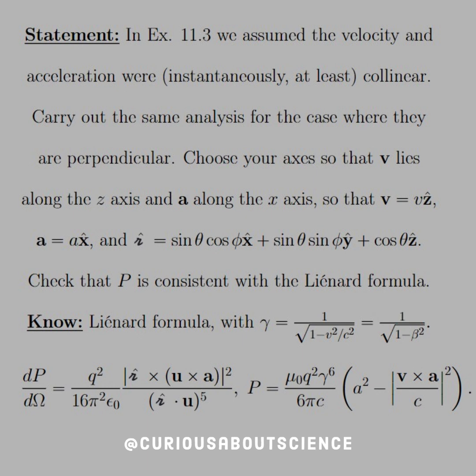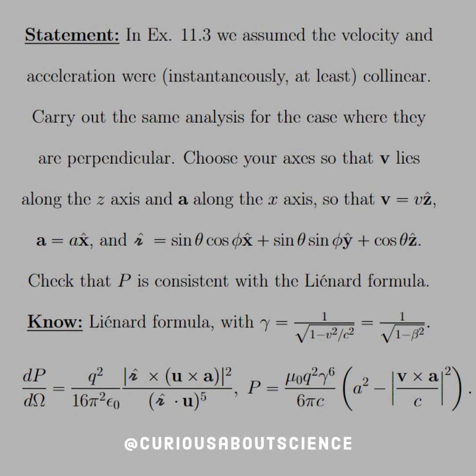In example 11.3, we assumed that the velocity and acceleration were instantaneously, at least, collinear. Carry out the same analysis for the case where they are perpendicular. Choose your axes so that V lies along the z-axis and A lies along the x-axis. We have V equal V z hat, A equal A x hat, and the unit vector script R is equal to sine theta cosine phi x hat plus sine theta sine phi y hat plus cosine theta z hat. Typical spherical Cartesian setup there.